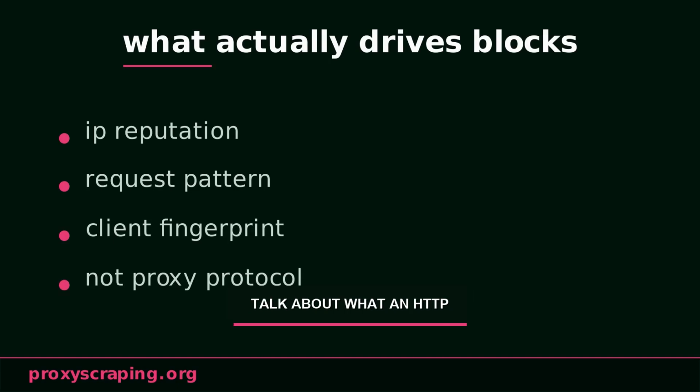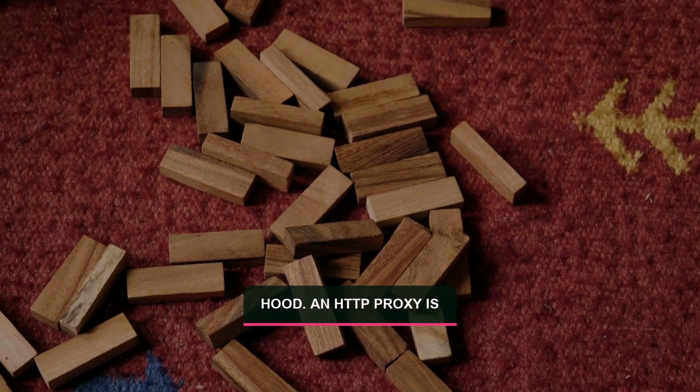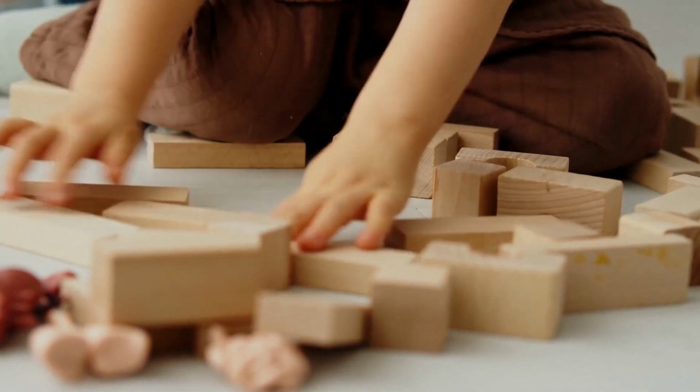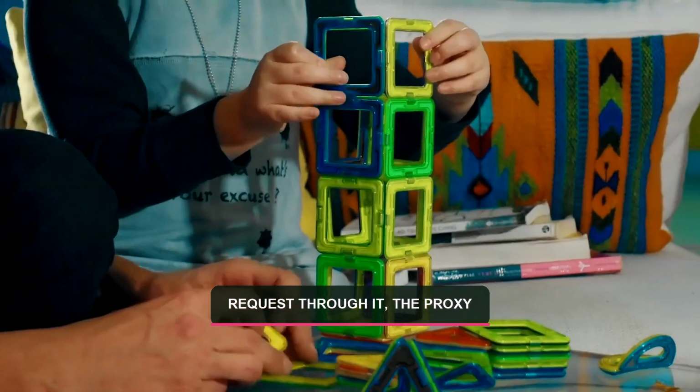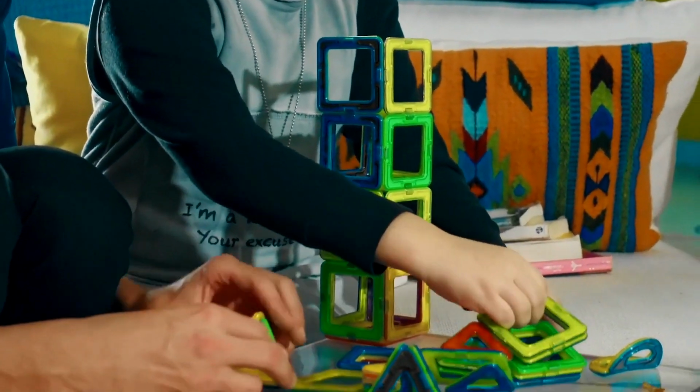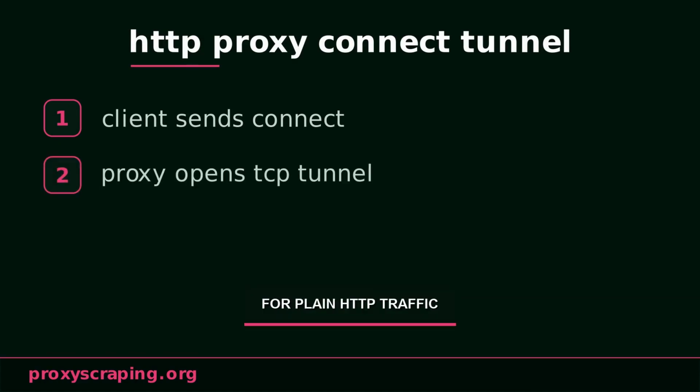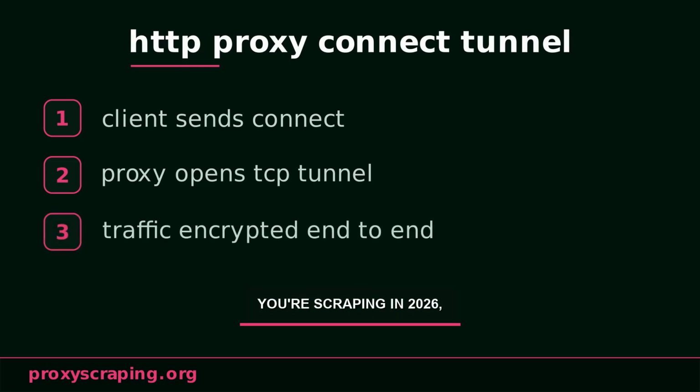Let's talk about what an HTTP proxy actually does under the hood. An HTTP proxy is built to understand HTTP traffic specifically. When your scraper sends a request through it, the proxy reads the HTTP headers, it knows what a GET or a POST looks like, and it can inspect and sometimes rewrite parts of that request before forwarding it along. For plain HTTP traffic, the proxy sees the whole request, nothing hidden.